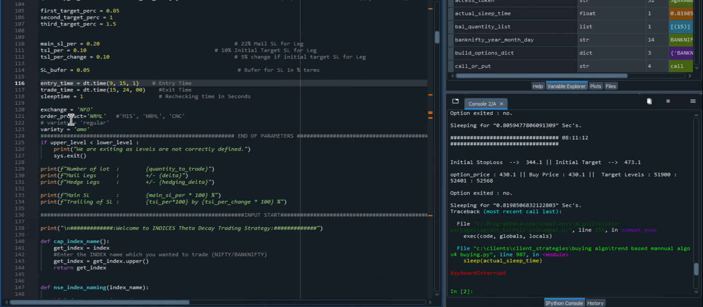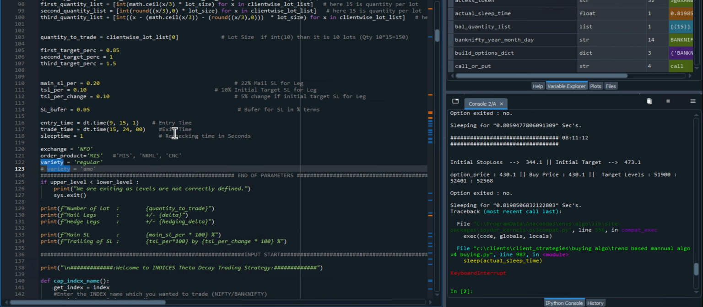We are going to do only NFO, and the order type will be normal in the case of buying, because buying doesn't really matter. But we can also define MIS if it is intraday trading, because there are some restrictions on the strike price. To avoid that problem, we can always say MIS. Order type, when we are doing a normal order, it will be regular, not AMO. I did it because it was before the market hours, and that's all.